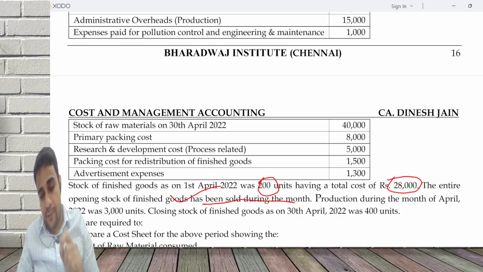During the regular class, I would have told you that whether to follow FIFO or weighted average is an important assumption area in cost sheet for stock valuation. In this question, it clearly says whatever opening stock is there, it has been fully sold. So if you have sold the opening stock during the month, then the entire closing stock comes from current year production, which is basically the FIFO method. Let's start.